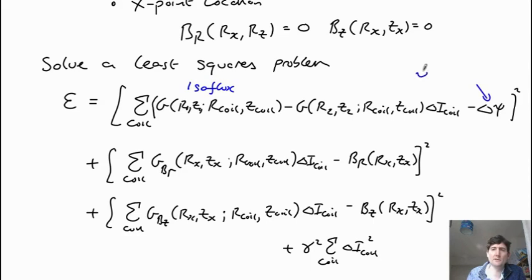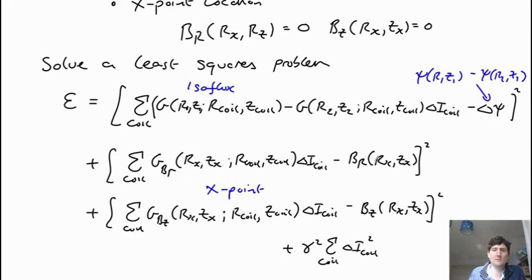So this is the old solution, psi at R1Z1 minus psi at R2Z2. So this is the current difference, and we say, okay, how much do we have to change the coil current by to make this difference go to 0? The second part here, these two pairs, are the X point constraints.